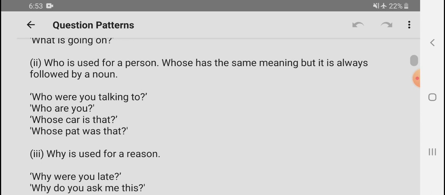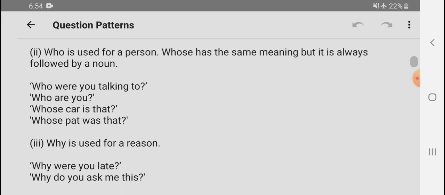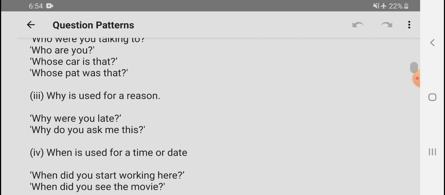And in the other two examples, whose car is that, whose pet was that, you can see after the question word we have a noun. In the first one we have car, and in the second one we have pet. But both of these question words mean the same thing. If you want to inquire about a person, you can use who as well as whose.